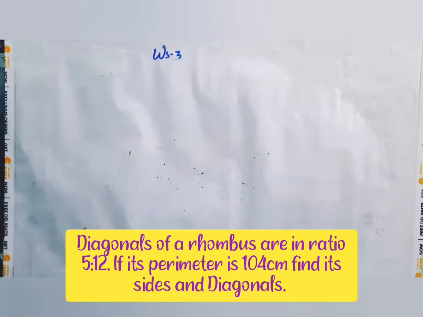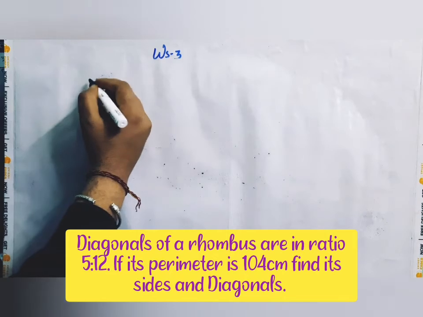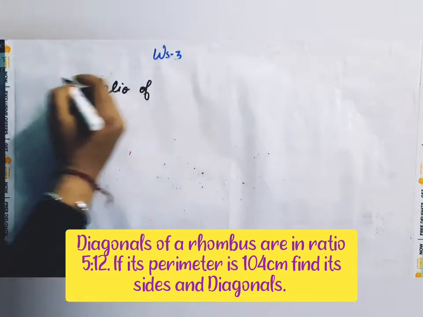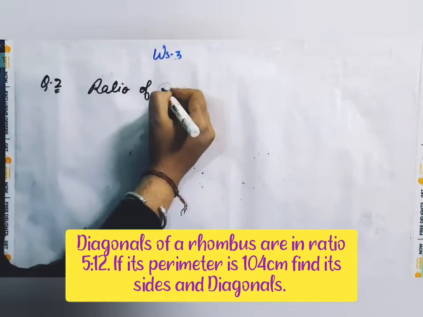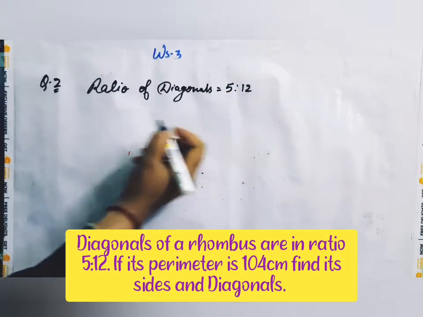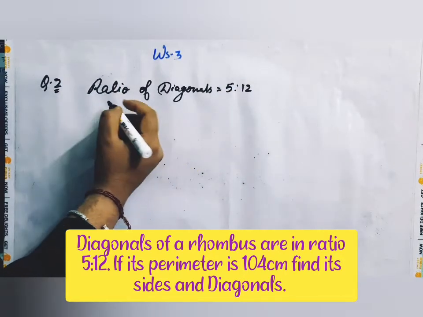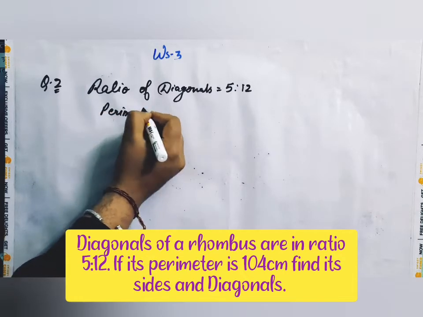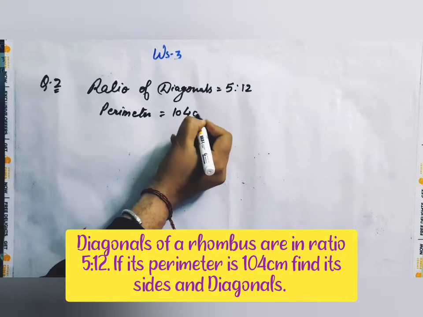Question number 2 is: the diagonals of a rhombus are in the ratio 5:12. If its perimeter is 104 centimeter, find the length of its sides and diagonals. So two things are given: ratio of diagonals, that is 5:12, and second thing is given, perimeter is equal to 104 centimeter.